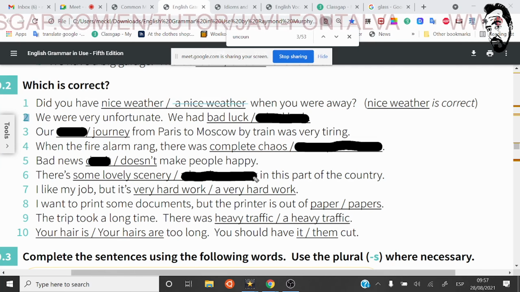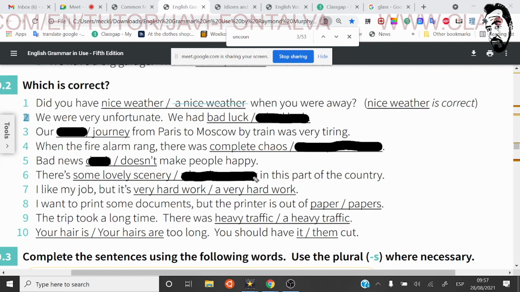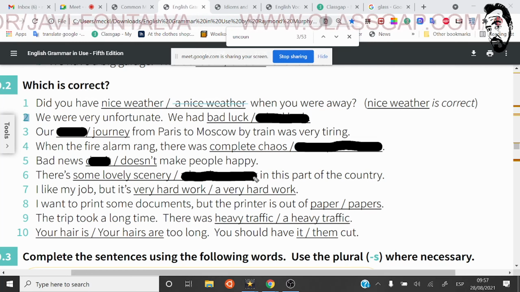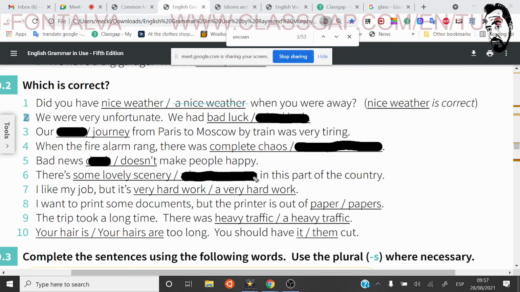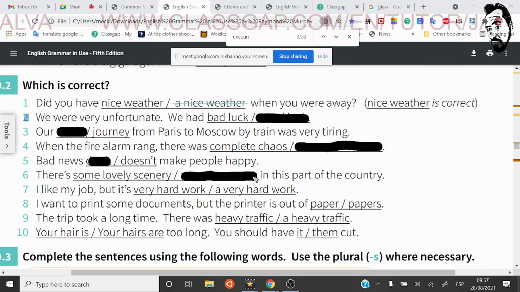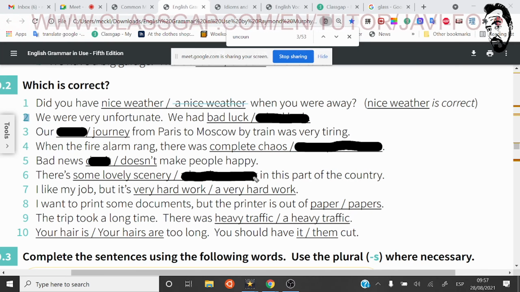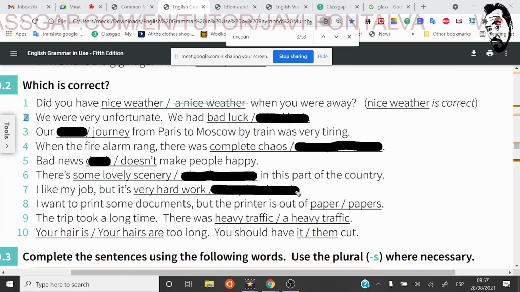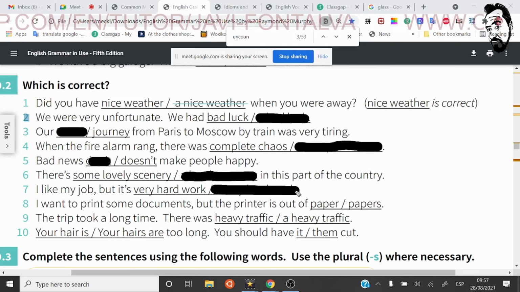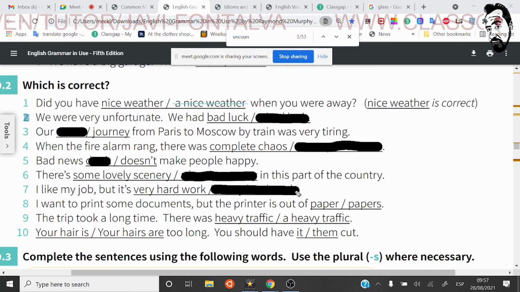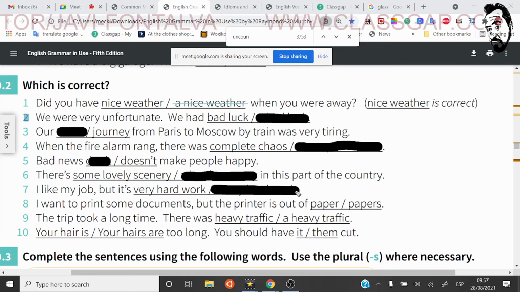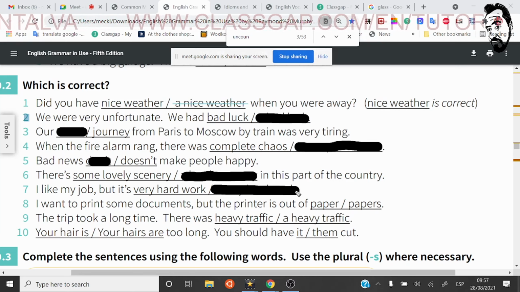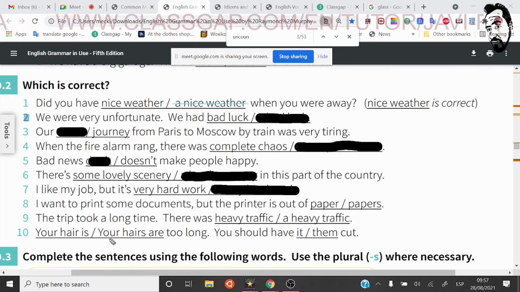Perfect. Seven. I like my shop, but it's very hard work. It's very hard work. You can also say it's a very hard job. That's possible. Although work is more general. The idea of work is activity. And job is more specific. Eight.